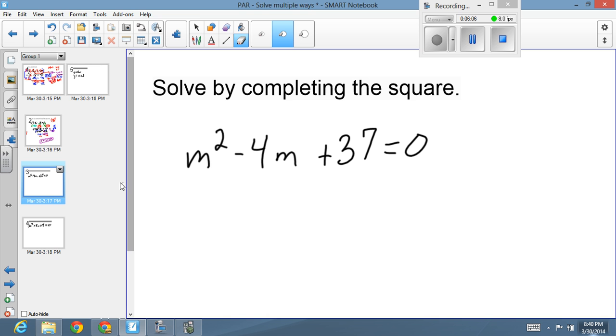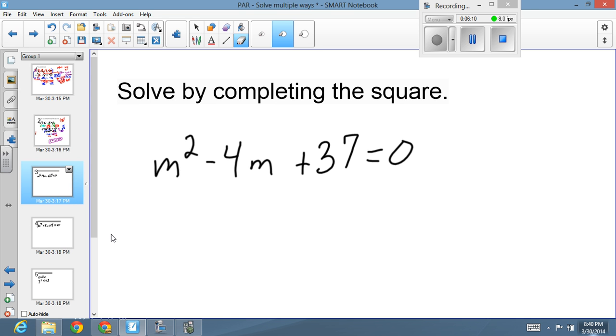Okay. Another completing the square. I know you guys need to practice. I know this was one of the things that we had, it was tough getting used to.